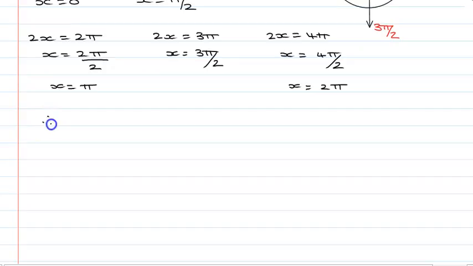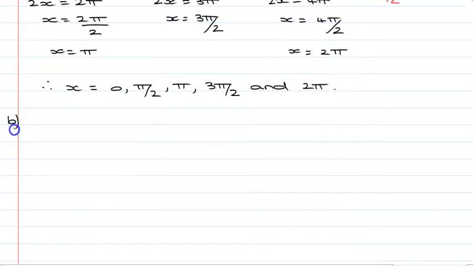So summarising, our x-intercepts are 0, pi upon 2, pi, 3 pi upon 2, and 2 pi between the domain of 0 and 2 pi. Let's go on to part B. We have to find the area now. In the question, it said find the area between 0 and pi. And we have to look at our x-intercepts and say, well, how many x-intercepts are there between 0 and pi? There's one here, pi upon 2.